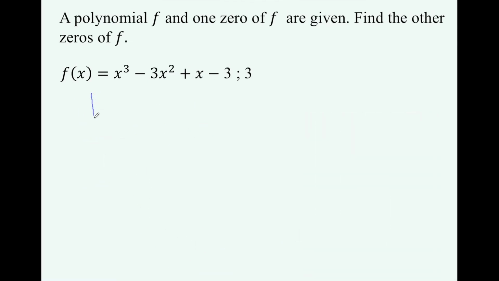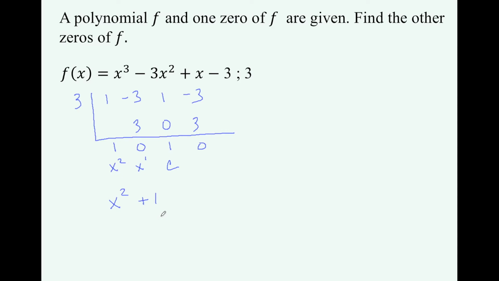Hit pause, see how you do. Remember, this is x squared, that's x to the first, and this is your constant position. So this is x squared plus 1. Alright, we're going to set that equal to 0. X squared equals -1. X is equal to plus or minus the square root of -1. What do we do with the square root of a negative number? X is equal to plus or minus i. So what are my factors? My factors are 3, i, and -i.